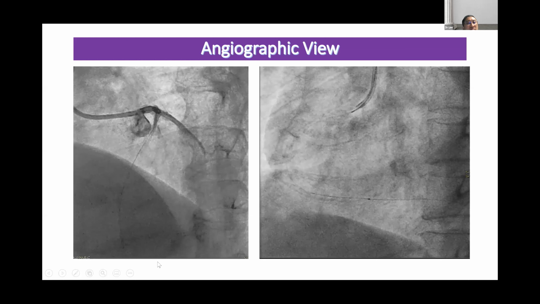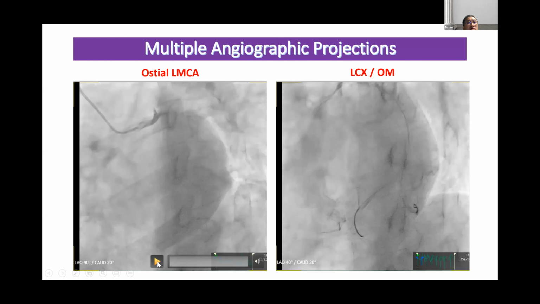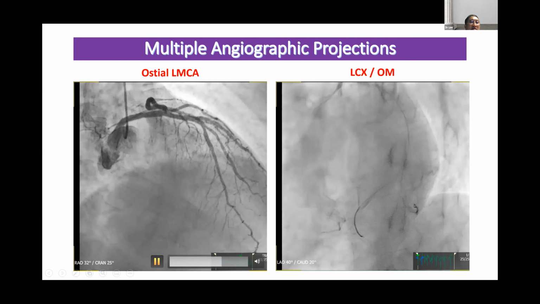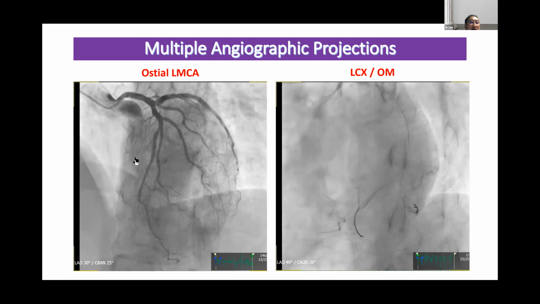And often, I also find rotational angiography, if this is available in your lab, useful to provide multiple angiographic projections. In this particular run, you can appreciate that at LAO 30, cranial 25, you can see the ostium of the left main quite well here.